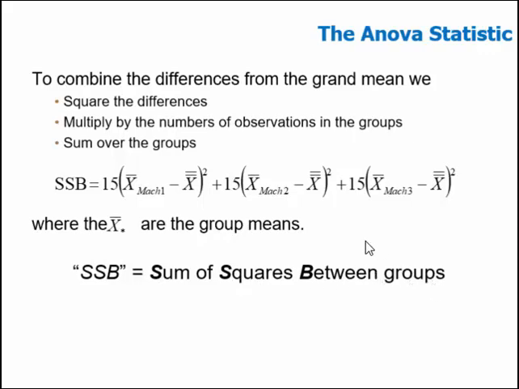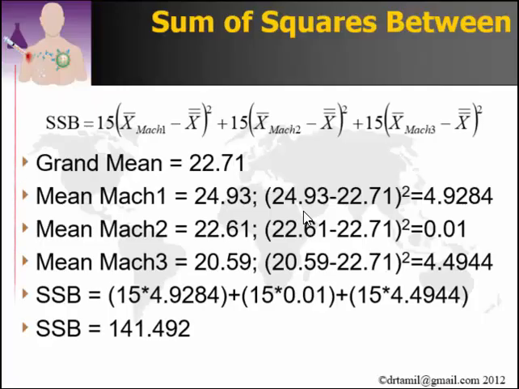Okay. So that is tough already. Why tough already? Because it looks like variance, but it is not really variance. So how do we do it? First we get the grand mean. Based on the grand mean, you get the mean of machine 1, 24.93. So then you do 24.93 minus 22.71. Then mean of machine 2, 22.61 minus 22.71. Then you do it again 3 times. Then the squared values you combine, it becomes the SSB, 141.492. Are you done? Not yet.